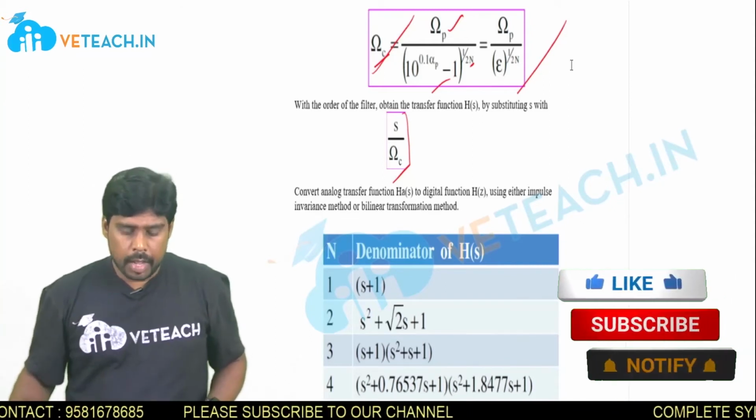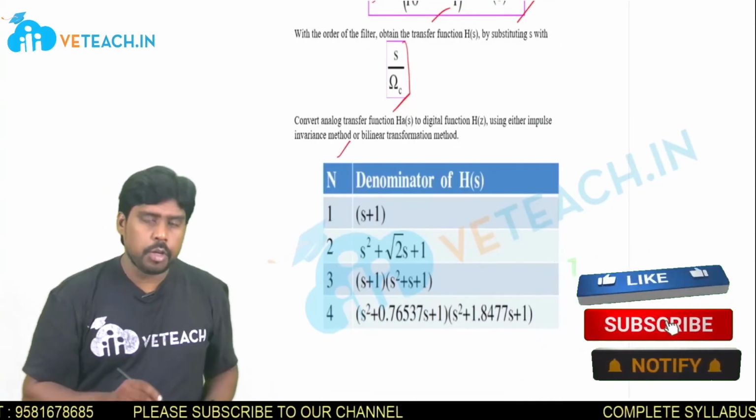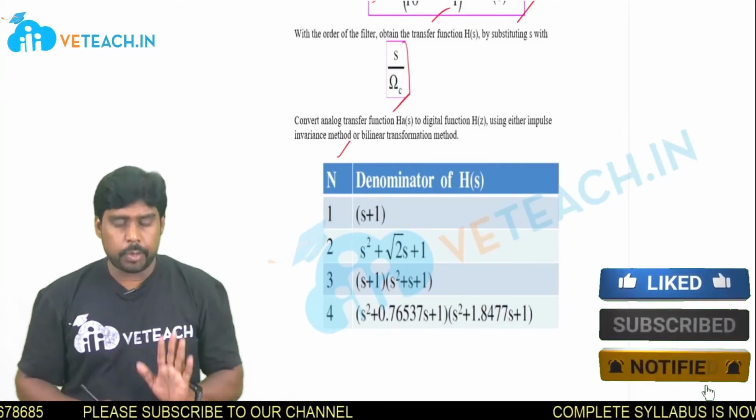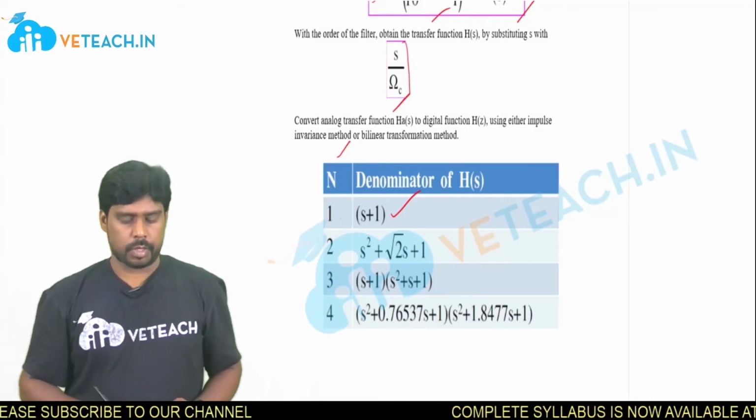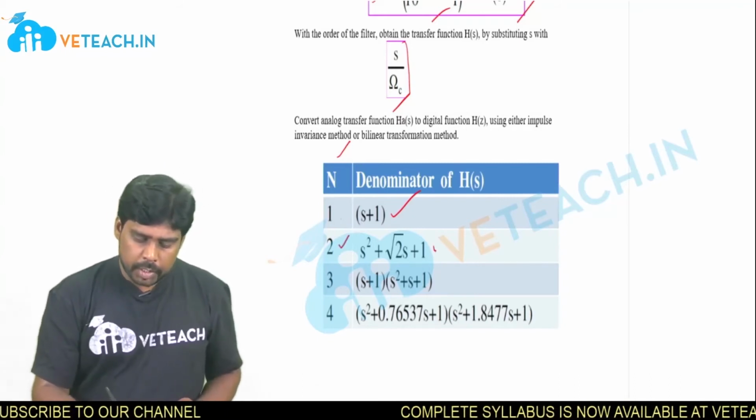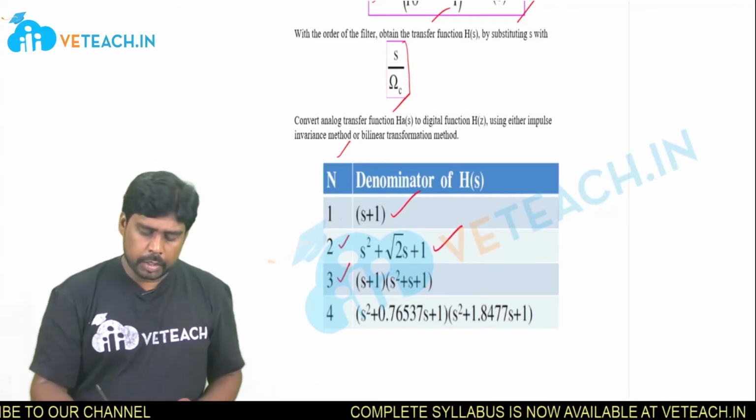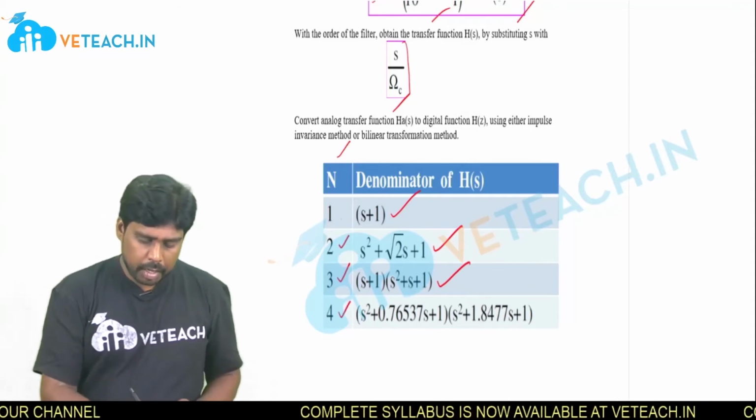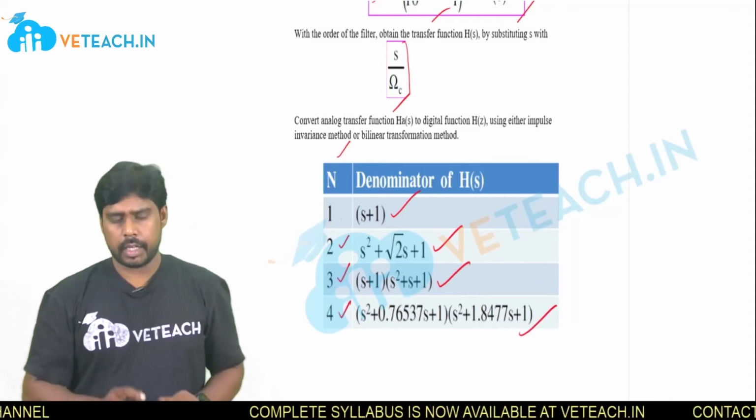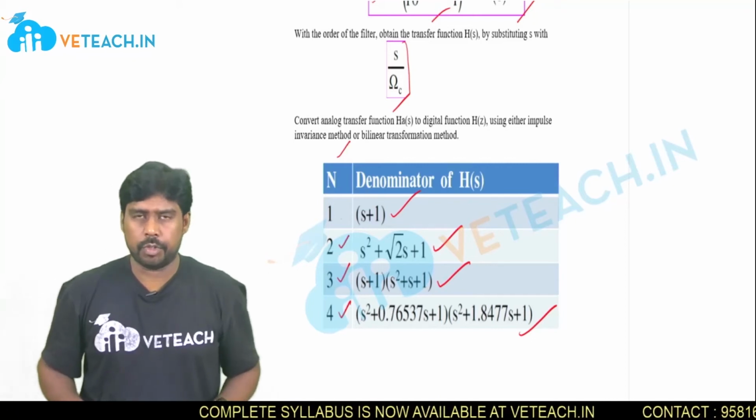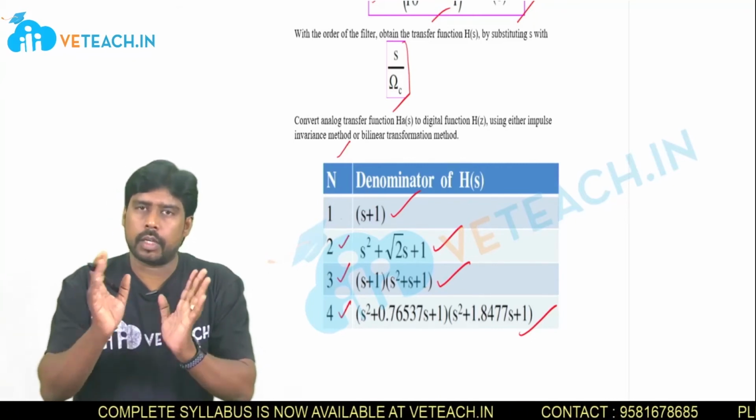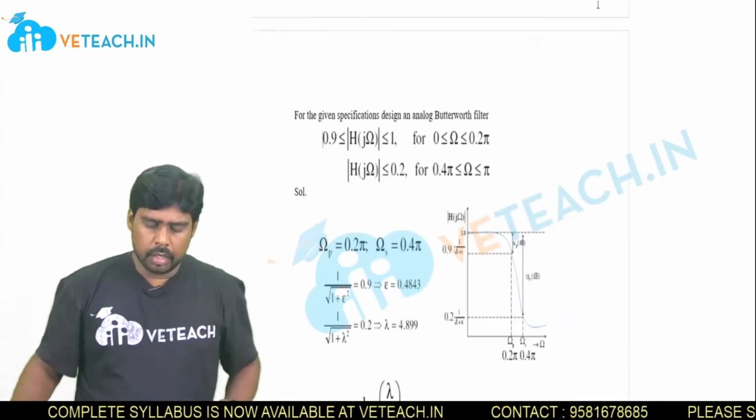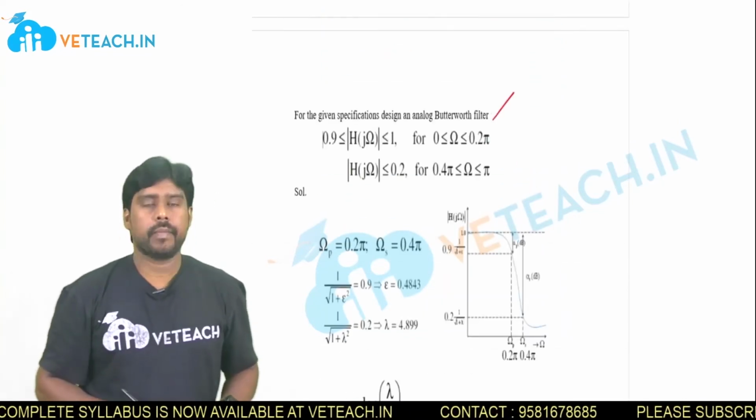Okay, now as I told you, after finding the value of N, at least try to remember up to N equal to 4. If N equal to 1, the denominator is s plus 1. If N equal to 2, the denominator is this. If N equal to 3, the denominator is this. If N equal to 4, the denominator is this. At least you try to remember up to N equal to 4. In examinations, maximum the N value will be 2 or 3. That's it. Right.